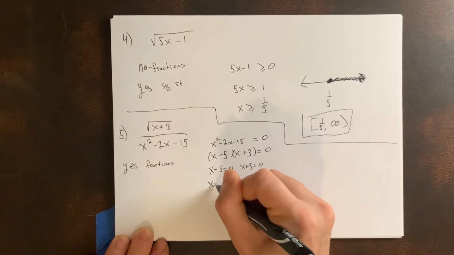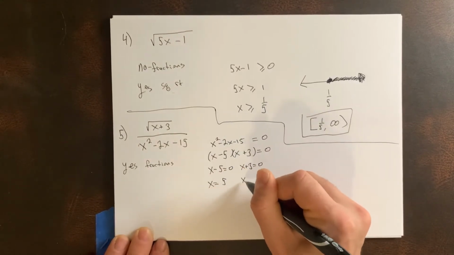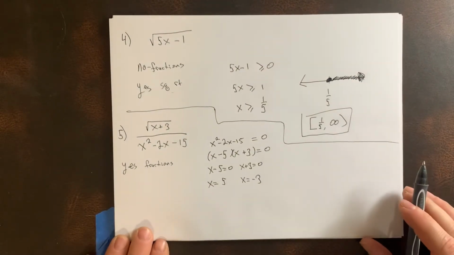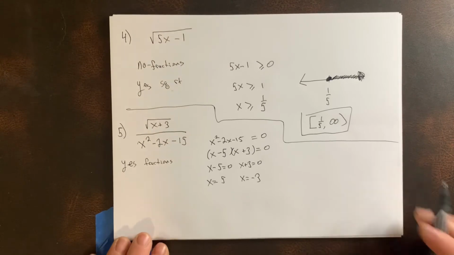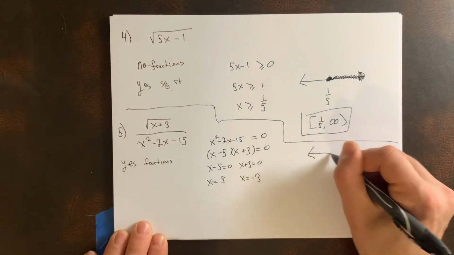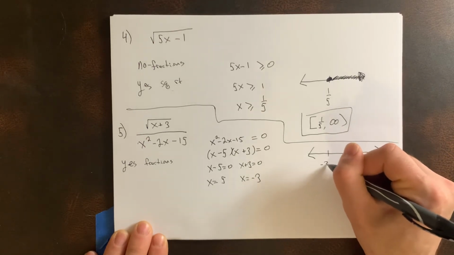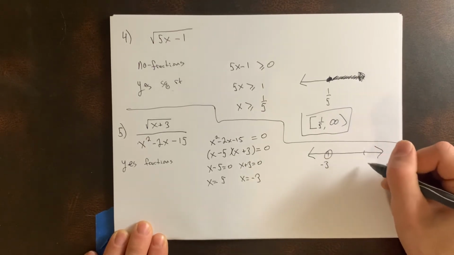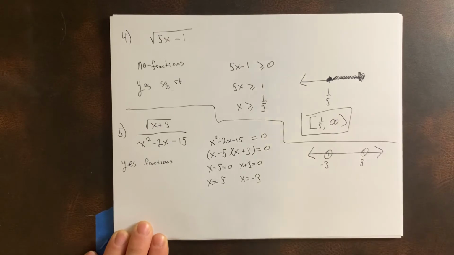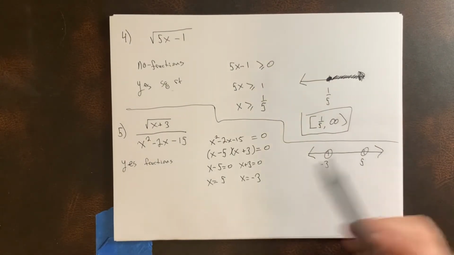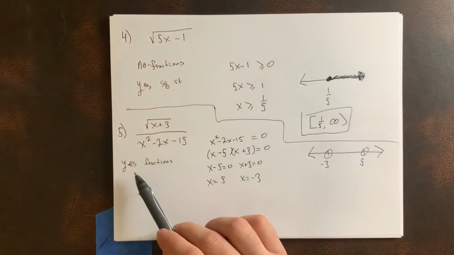So we get x is 5 and x is minus 3. Okay, and now just like before, what we did is we went to a number line and we put circles on these numbers. So here's minus 3, put a circle. Here's positive 5, put another circle. All right, but before we shade anything, let's ask ourselves the second question.